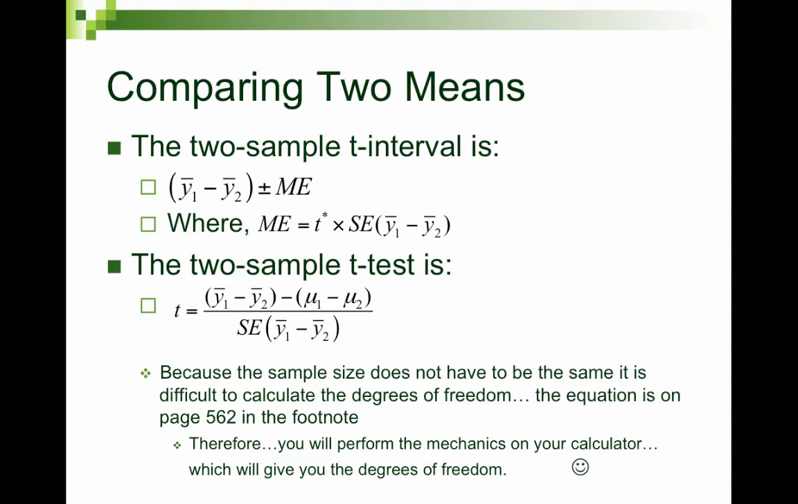The nice thing is, though, that you're going to perform your mechanics on your calculator, and when you do that, your calculator will tell you what the degrees of freedom are going to be. And they will not always be a whole number. In fact, most of the time when you're dealing with two samples, your degrees of freedom will be a decimal. It does not work out to be a nice whole number.